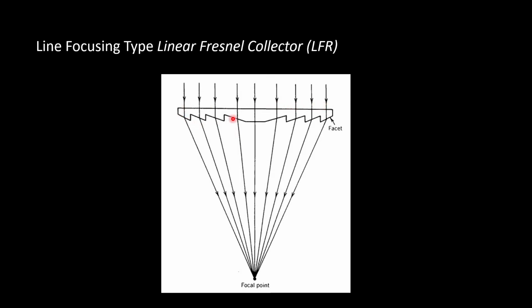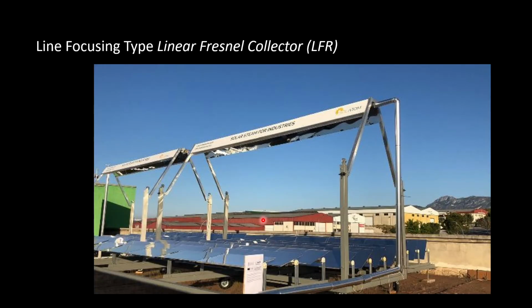Next is the Fresnel lens collector. A Fresnel lens is a lens in which one side is plain and the other side has a rough surface, and the irregularities on the other side are made in such a way that they concentrate the light to a single point, which is called its focal point. So this is how it is working, and this is the practical installation of a Fresnel lens collector.